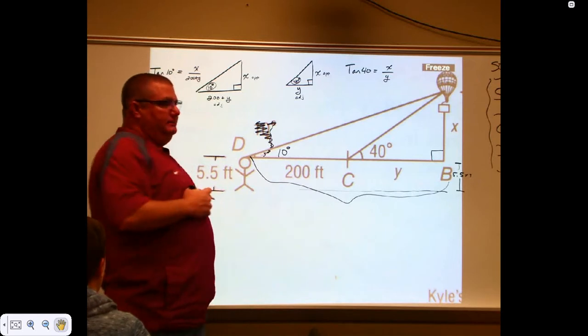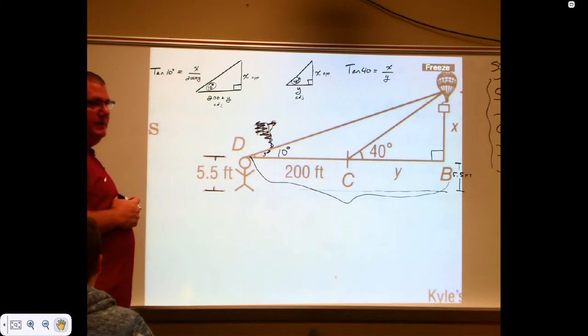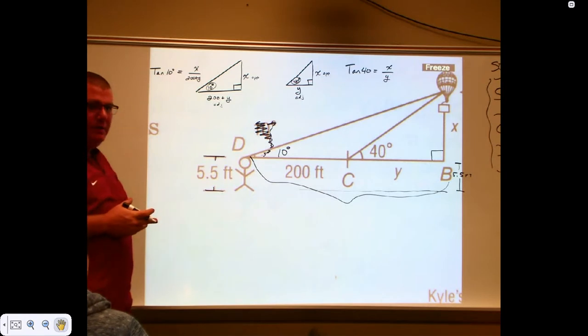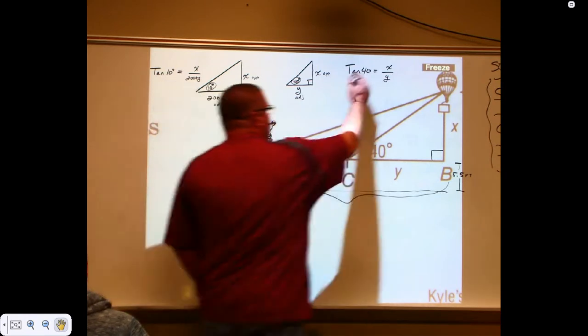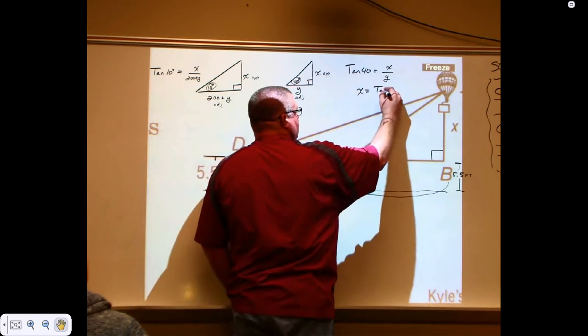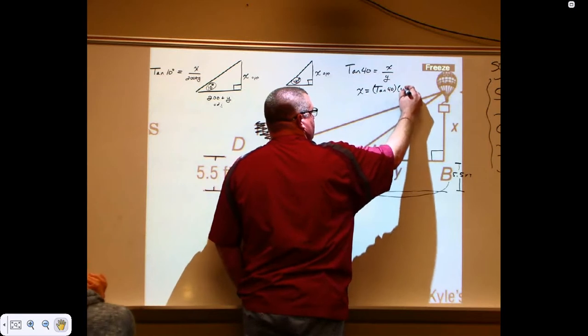Here's the deal. Solve one of these for x or y, and then substitute it into the other one. It'll be messy, it'll be ugly, but remember, tangent of 40 is really just a number, right? So what if we solve this one for x? What would x be equal to here? Tangent of 40 times what? Okay.